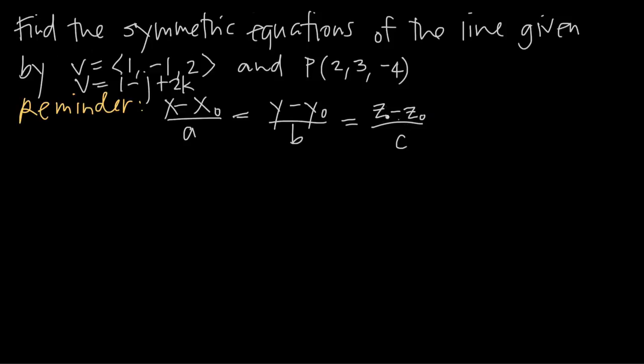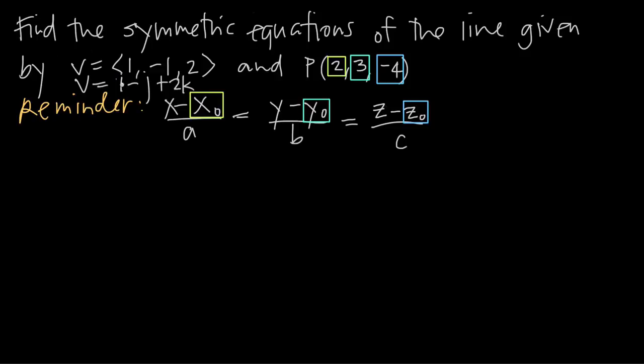So what we need to realize is that x sub 0, y sub 0, and z sub 0 come from the point P. We're going to take the x value in the coordinate point and plug it in for x sub 0. We're going to take the y value from the coordinate point and plug it in for y sub 0, and we're going to take the z value from the coordinate point and plug it in for z sub 0.